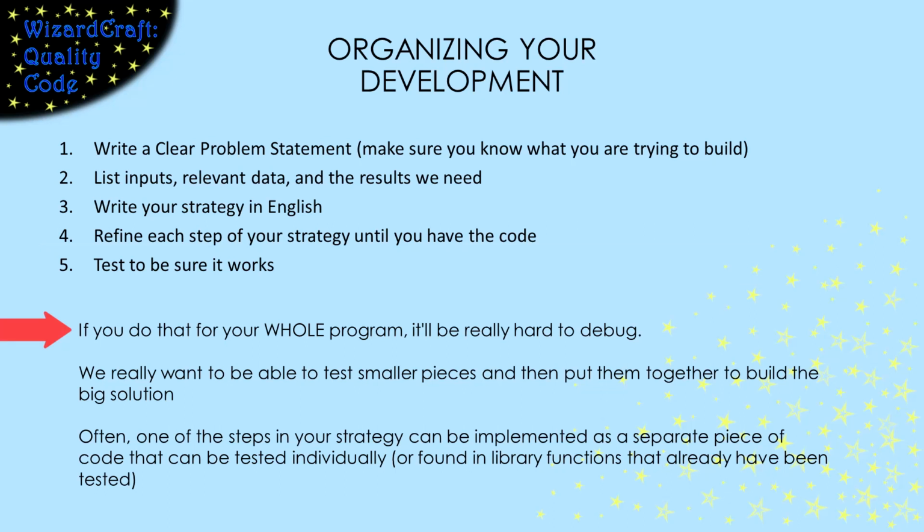Now, I like these 5 steps well enough, and they are what people will say for how you go about doing top-down design. However, if you really did that for the whole program, you'd have a lot of code before you could test anything. When we're trying to debug something, the more untested code we have, the harder it will be to find where the problem is. Therefore, we really want to do these 5 steps on much smaller pieces of the system. Make sure that each one of those little pieces works by testing it, and then put them together to build the big solution.